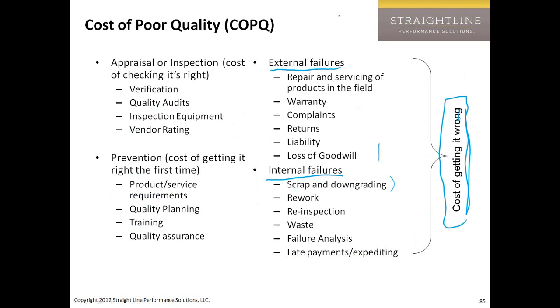On the other hand, let's move over to the next one, which is the appraisal cost or inspection cost. There are costs associated with verification, quality audits, and any sort of inspection equipment. That would be stuff we would have to pay for in order to check to make sure that we got it right. So this is the cost of checking to make sure that we got it right. Sometimes we have to do vendor ratings too. Somebody will come in, a third party doing an audit, and we might have to pay for those people to come in and do that third party audit. So those are all costs of checking to make sure it's right.